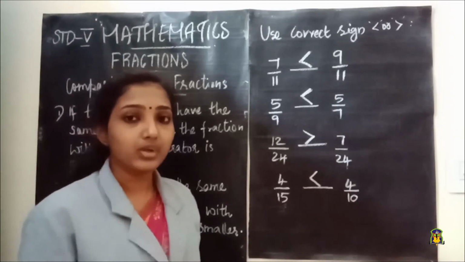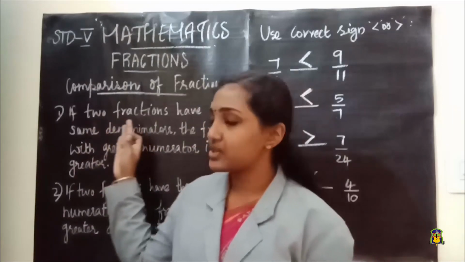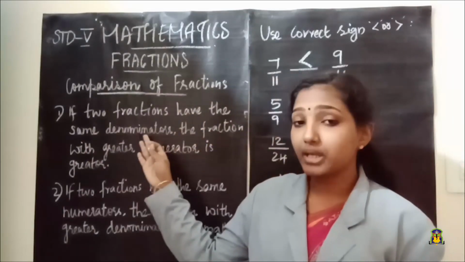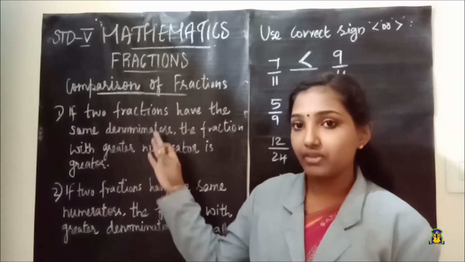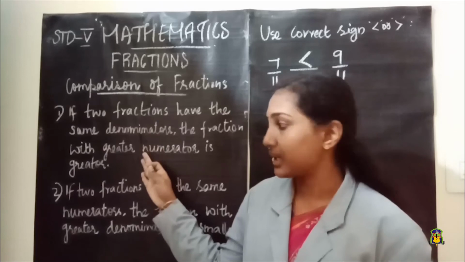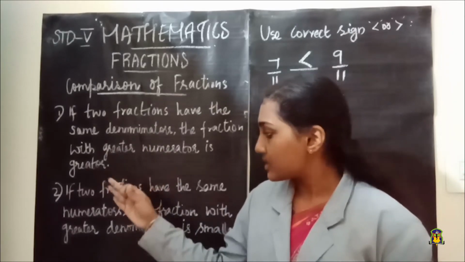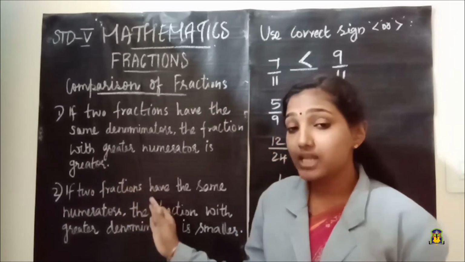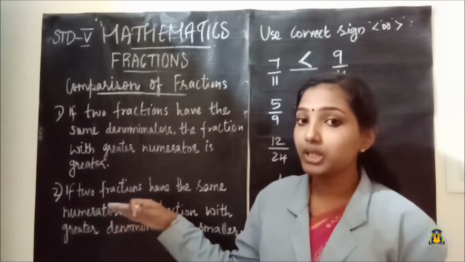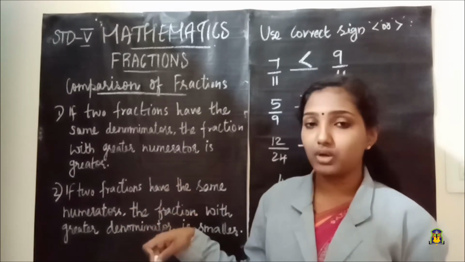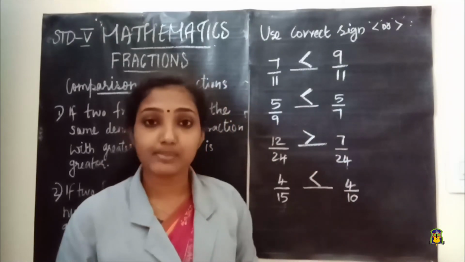Okay. So we studied how to compare fractions. If two fractions have the same denominator, we look at the numerator, and the fraction with the greater numerator will be the greater one. And if the fractions have the same numerator, we look at the denominators, and the fraction with the greater denominator will be the smallest. If the denominator is greater, that fraction will be the smallest one.